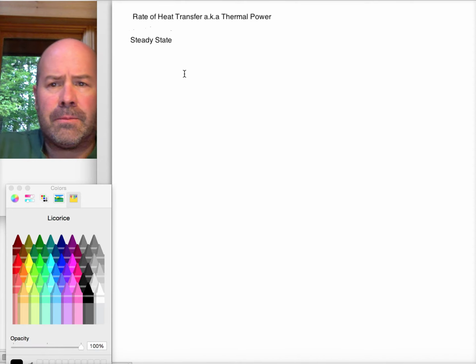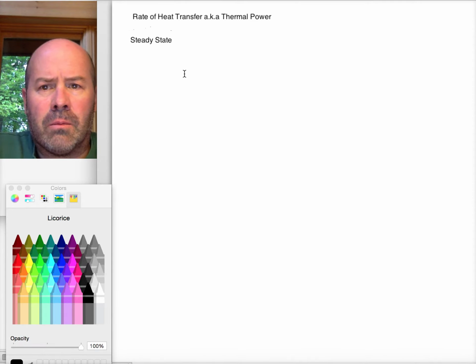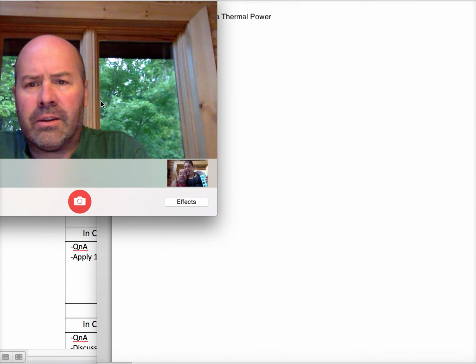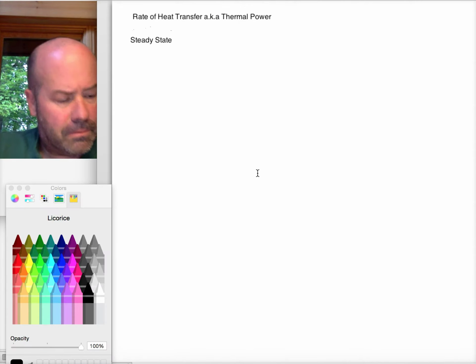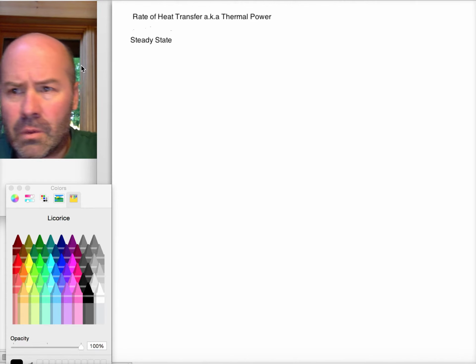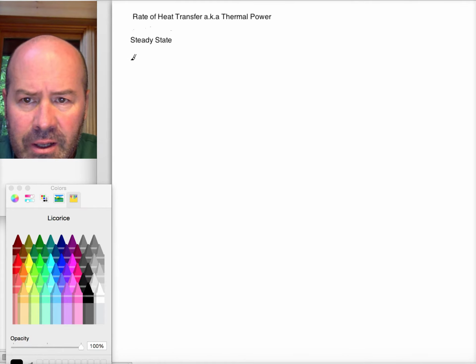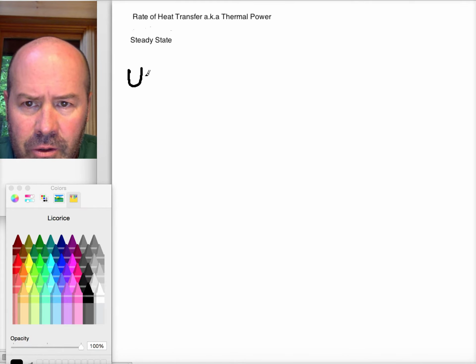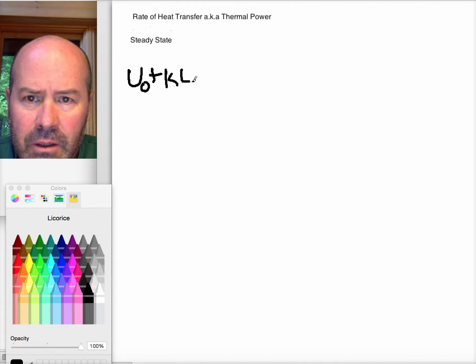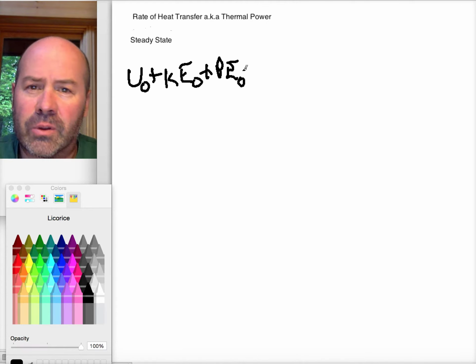So steady state is when, at a particular point in a system, the properties aren't changing with respect to time. So if I were to write the first law, we would write it the way we've been writing it in the past. We've been saying the internal energy initial plus kinetic energy initial plus potential energy initial. Notice I'm doing this in total terms.